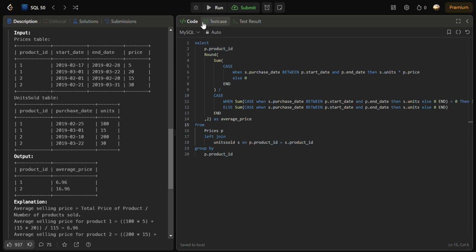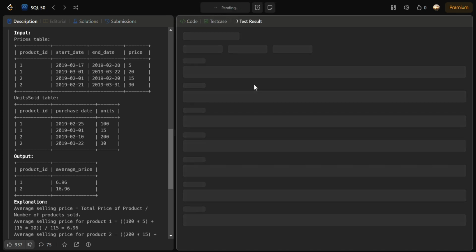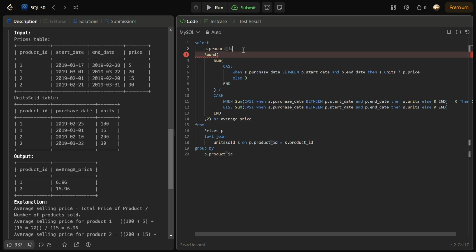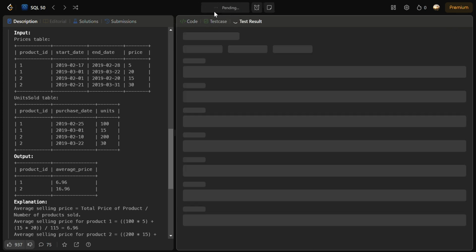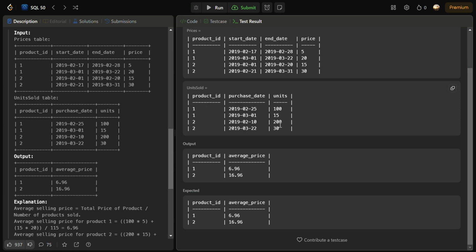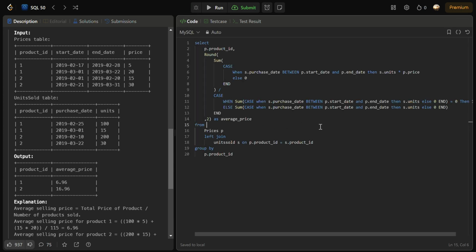So let me run this query. Okay, I think I missed a comma over here. Yeah, so our test query got accepted. The desired output matches the expected output. That's it. So this is how we tackle this particular problem.